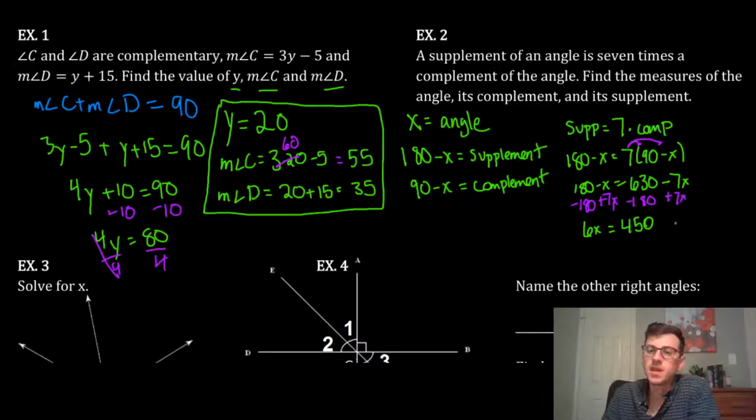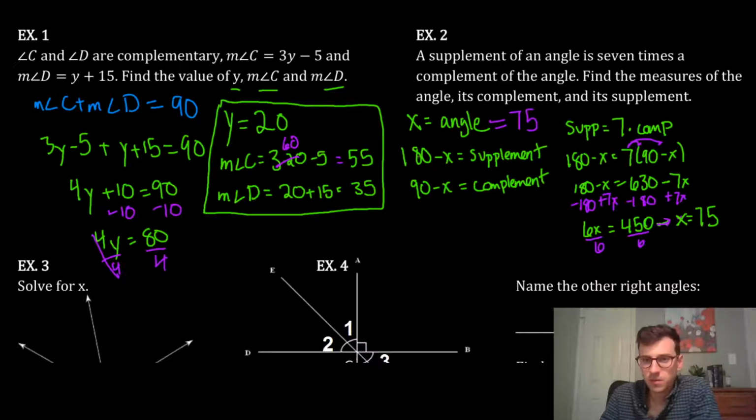And then, if I divide both sides by 6, sorry if my face is covering this up. 450 divided by 3 is 150. 150 divided by 2, x is equal to 75. So that's the angle.